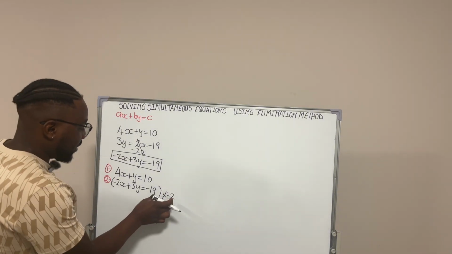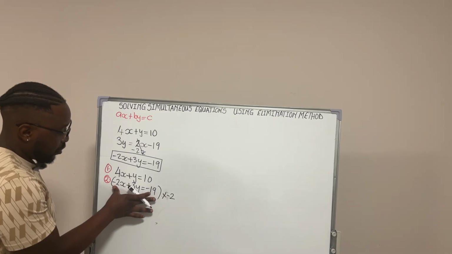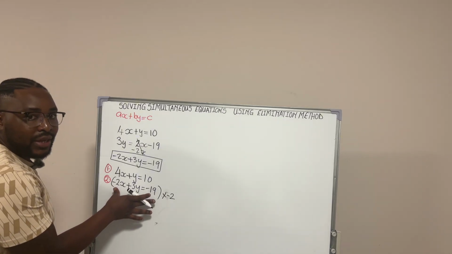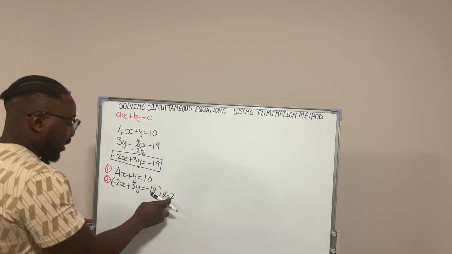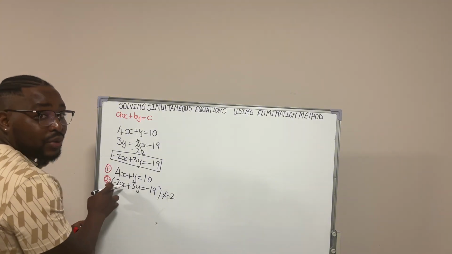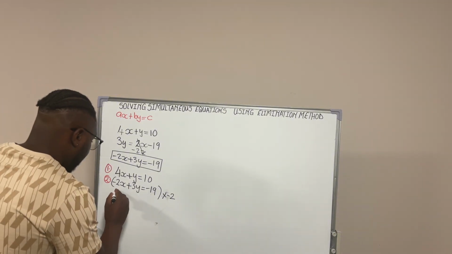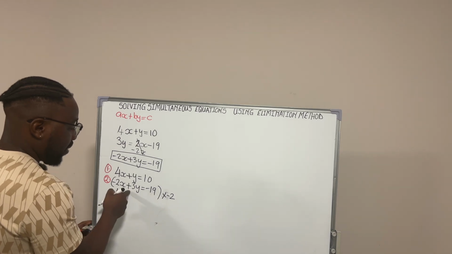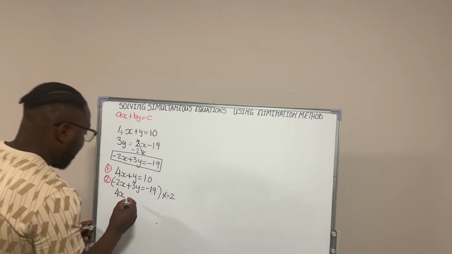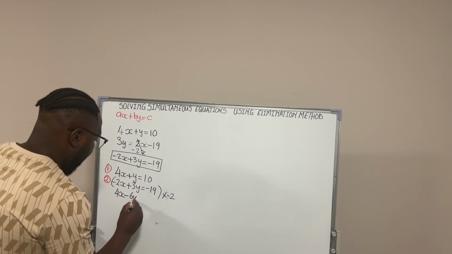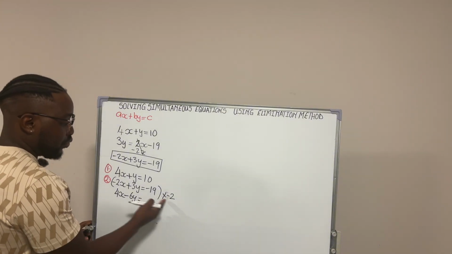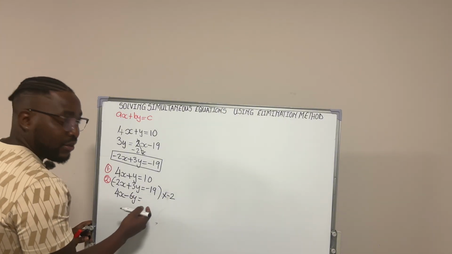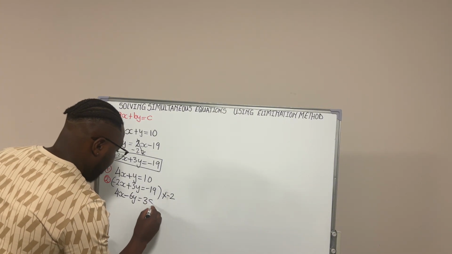So I'm multiplying -2 to this whole equation, our second equation. So let's do that. -2 multiplied by -2x gives us 4x. -2 multiplied by +3y is -6y. Equal to -2 multiplied by -19, which is +38.